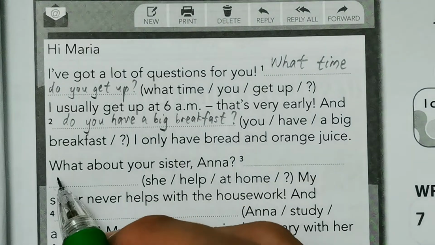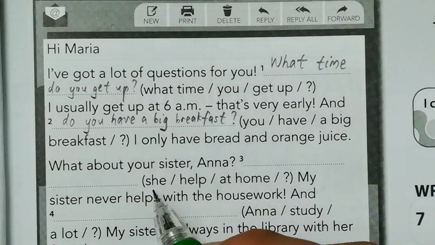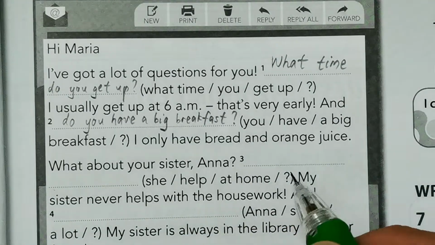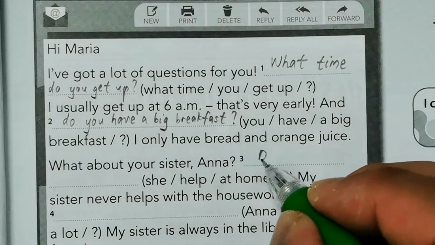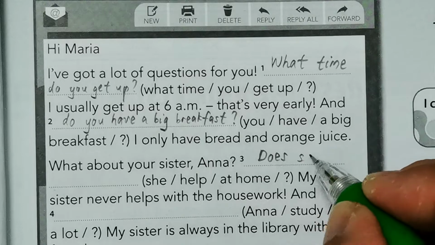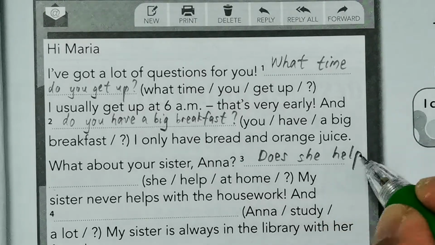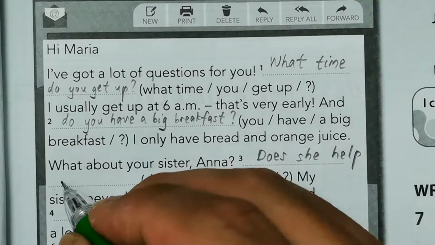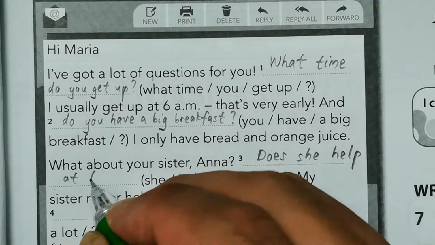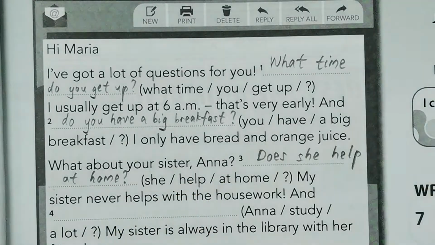So next paragraph, what about your sister Anna? She helped at home. So, does she help at home? Question mark.